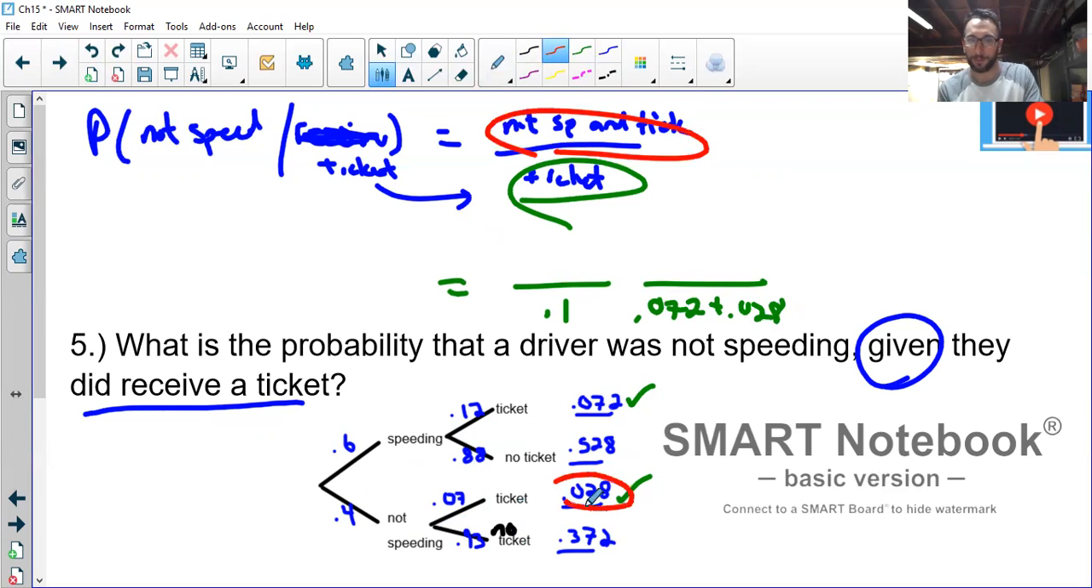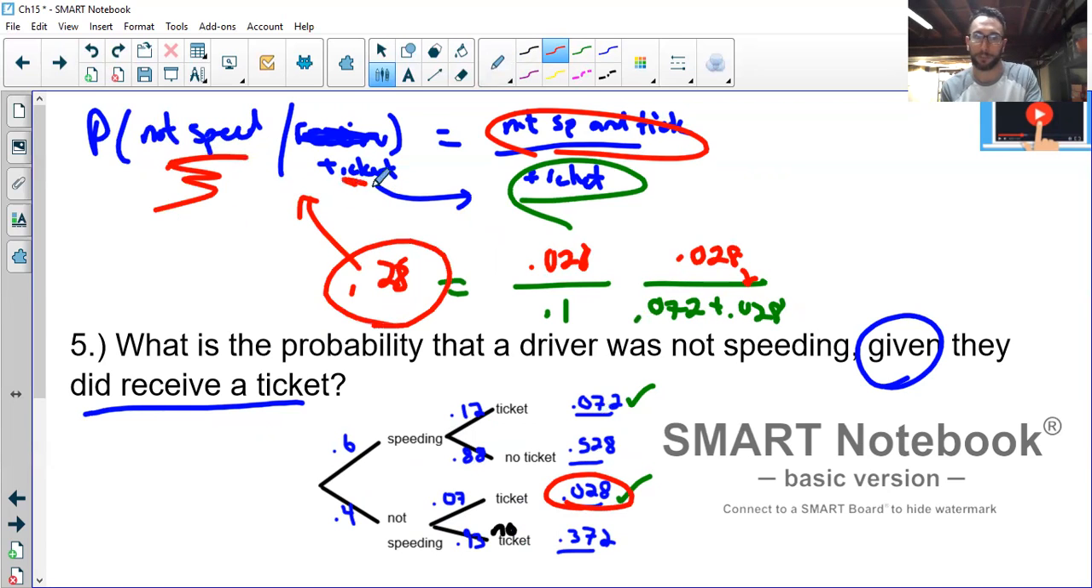That's going to be our 0.028. We see this number repeat as we expected, and that gives us 28%. 28% chance a driver was not speeding if we know they get a ticket. Of all the people who got a ticket, 28% of them were not speeding. That means of all the people who get a ticket, 72% were speeding. So it seems like speeding is the most common kind of ticket.